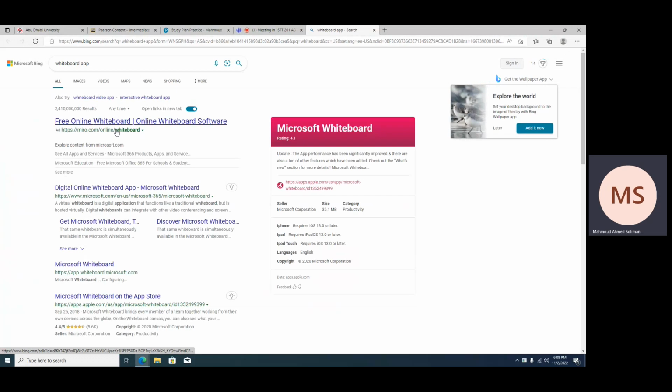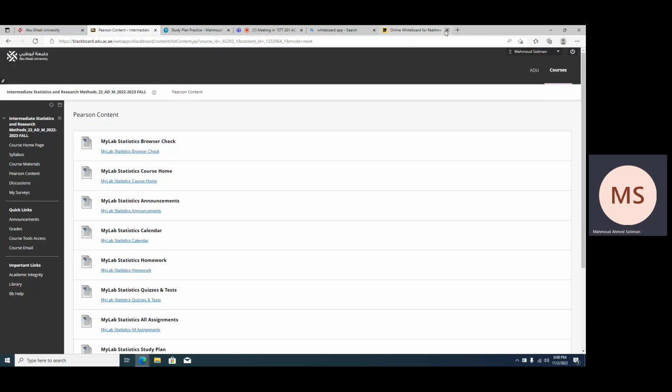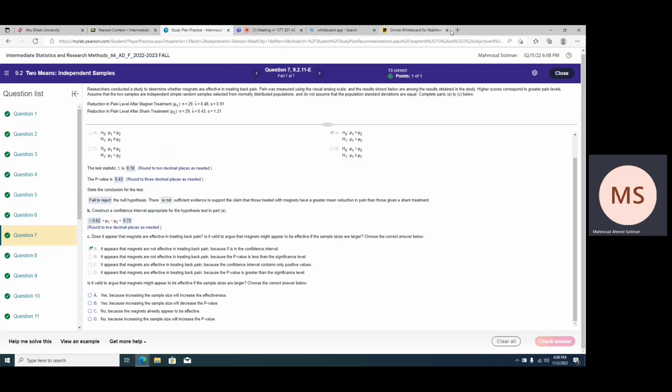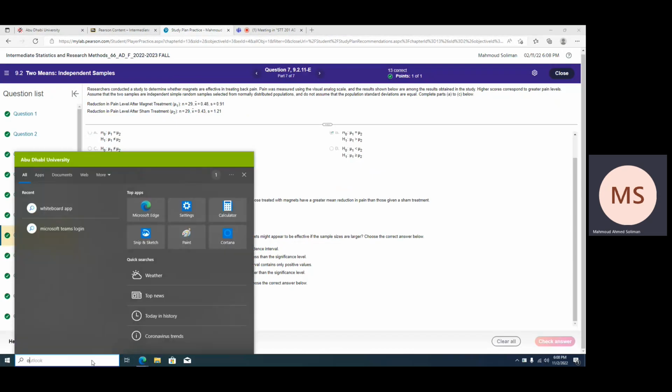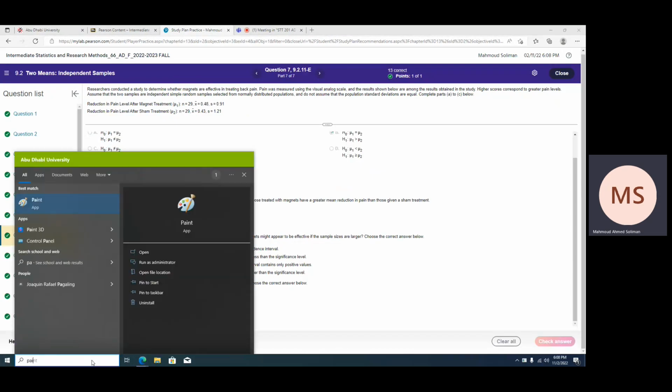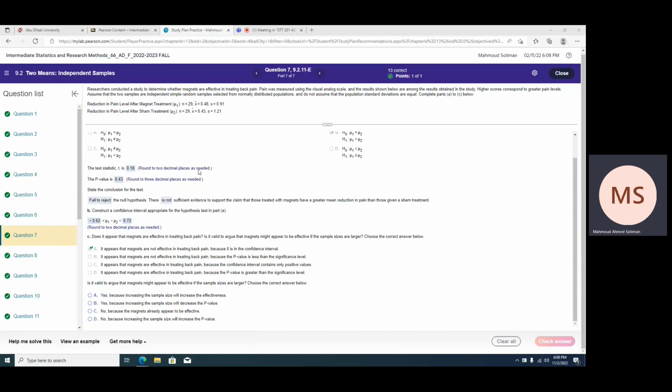Is it open? No. Paint? Yeah, I guess we have to use Paint. The classic, you have to go old school. Is there Paint in this computer? No. Nice, we have Paint. Okay.